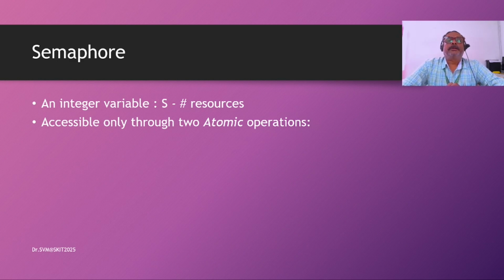And the major thing here is not just the value of variable S. Another important thing is that this integer S can be accessed by only 2 atomic operations. So there are only 2 operations that can access this variable, and both of them are atomic in nature. What is atomic? Either total or none. So fully executed or nothing is executed, that's what we call an atomic operation. And these two atomic operations are wait and signal.